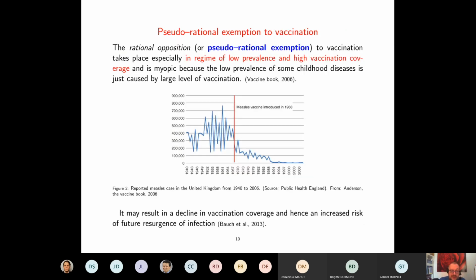Of course, this kind of rational opposition is really pseudo-rational because it's quite myopic. It takes place especially in a regime of low prevalence and high vaccination coverage, where this low prevalence is usually just due to the large level of vaccination. So one can compare, for example, the reported measles cases in the UK before and after the introduction of the measles vaccine in 1968. And this is quite an important phenomenon because a decline in vaccination coverage may produce a resurgence of the infection.